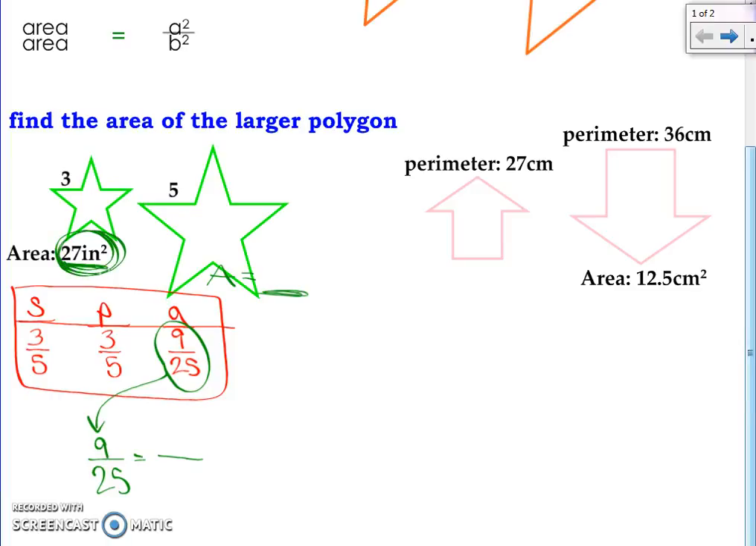Small. Okay, so we need to go in the same order. So we have 9/25. Do you think the 27 will go top or bottom? Top. Yes. So we went small over big. We have to do the same thing here. Small over big. Okay, so that would be 27 over, we don't know what the area is there. 27 is on the small star.